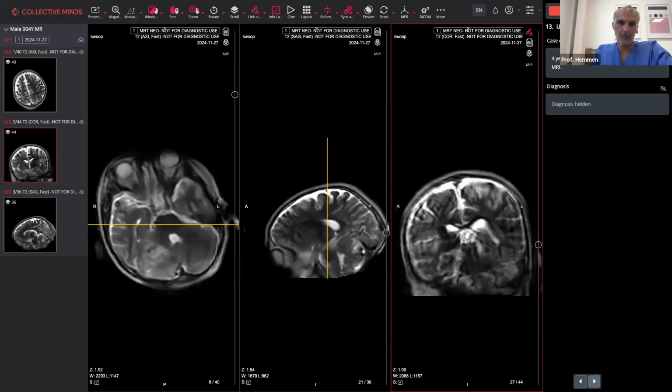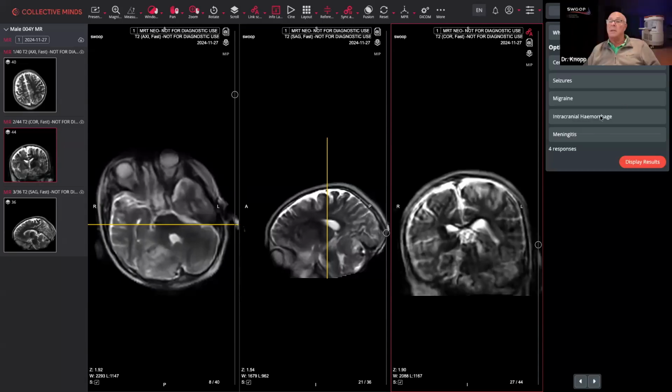Okay. So let's take a look at the questions. So what's our most likely diagnosis? AVM, seizures, and I don't know how we make a radiologic diagnosis of seizure other than a lot of motion, migraine, intracranial hemorrhage, or meningitis.